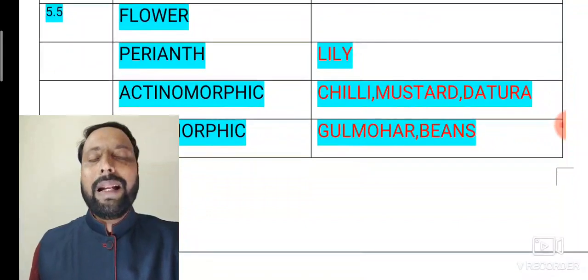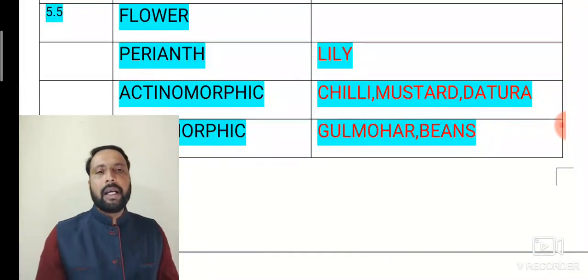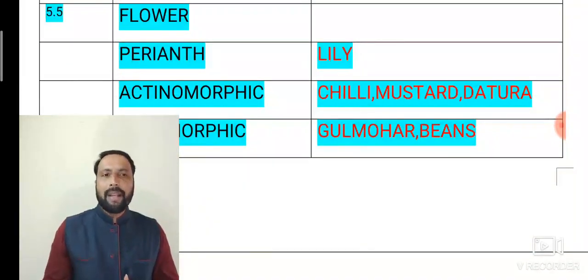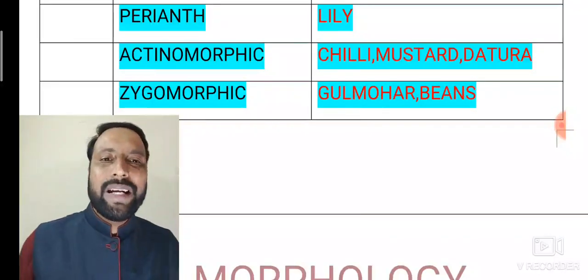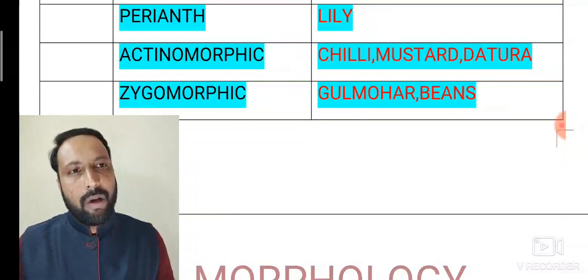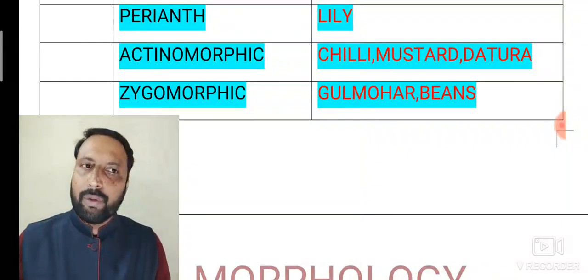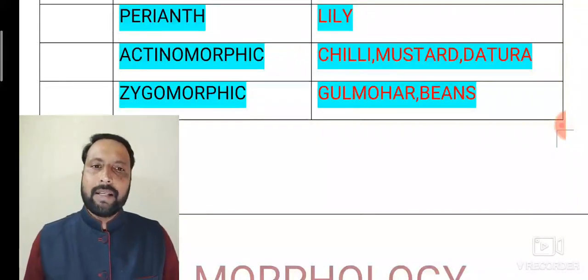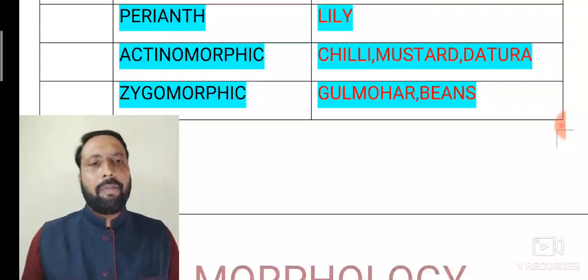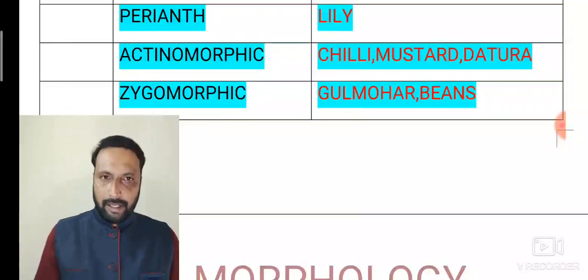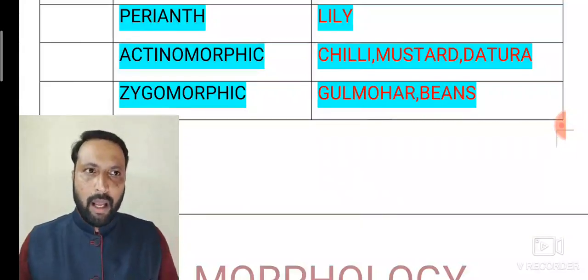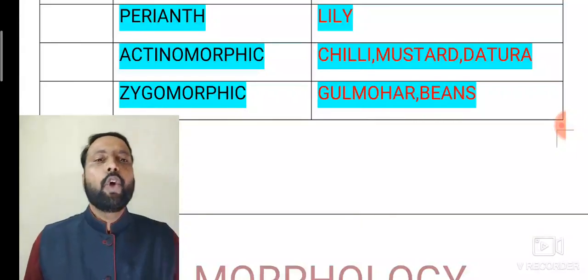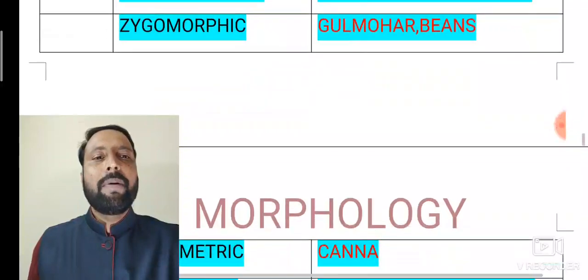Whereas when you take the lily plant, there is no differentiation like calyx and corolla; that is called perianth, seen in lily. When the flower can be cut in any plane to get equal halves, that is called actinomorphic. Example: chili, mustard, datura. Here, Malvaceae, Brassicaceae and Solanaceae. Zygomorphic condition means the flower can be cut in only one plane to get equal halves. Example: Gulmohar and beans. It means Gulmohar, Caesalpiniaceae, and beans, Fabaceae family.